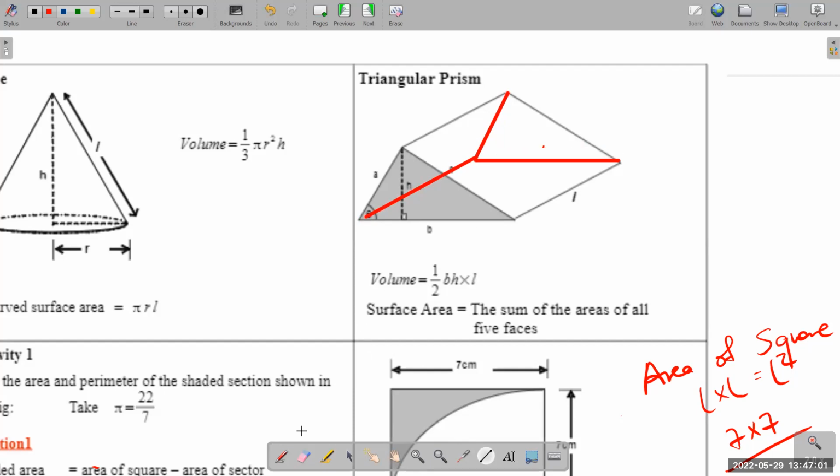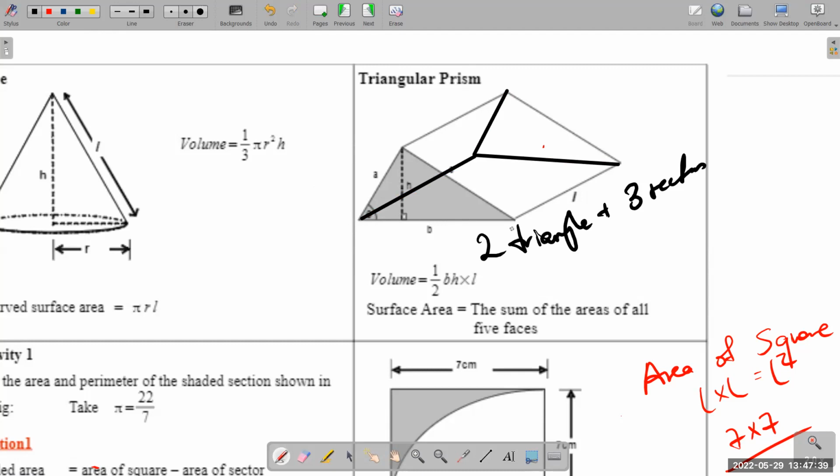Guess what the triangle is? The triangle is only to the front and the back. Everybody seen it? So you have the face and the back. But all the other shapes are what? Rectangles. So you're ending up with 2 triangles plus 3 rectangles. Tell me if you've seen the rectangles.